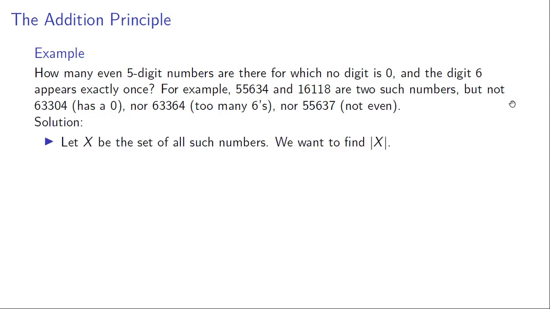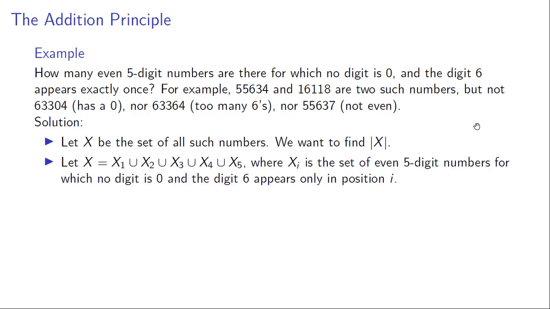So let X be the set of all such numbers, meaning all 5-digit numbers for which no digit is 0 and the digit 6 appears exactly once. This X is a set that contains all of those numbers. Now, how big is X? That's what we want to know. We want to find the cardinality of X. So let X equal X sub 1 union X sub 2 union X sub 3 union X sub 4 union X sub 5, where X sub i is the set of even 5-digit numbers for which no digit is 0 and the digit 6 appears only in position i.